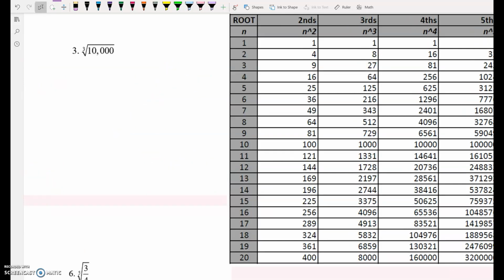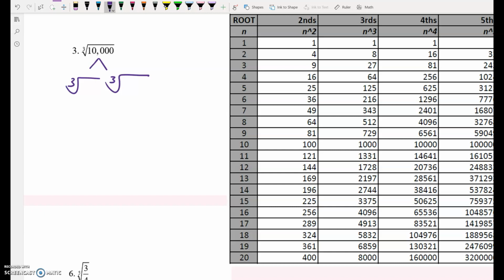Try number 3 on your own. This sounds funny, but don't think too hard. So I know that we need to split this into the third root of something times the third root of something, because we're working with third root. When I look in the thirds column at numbers smaller than 10,000, all of them are smaller than 10,000.